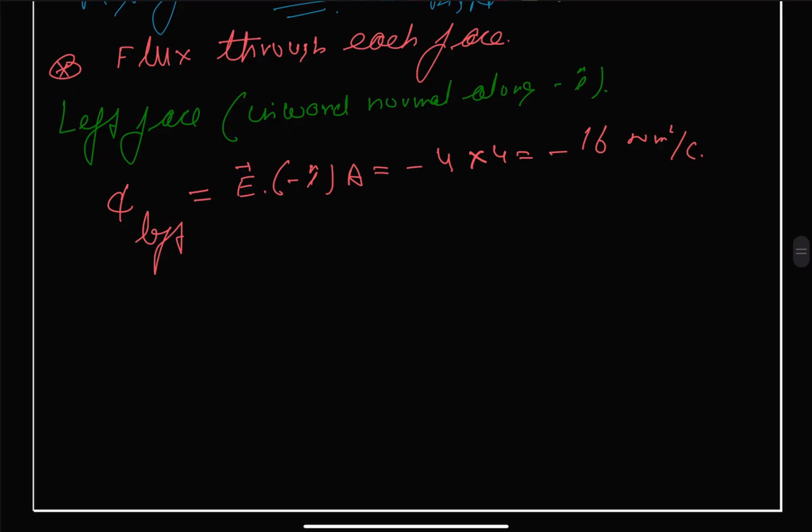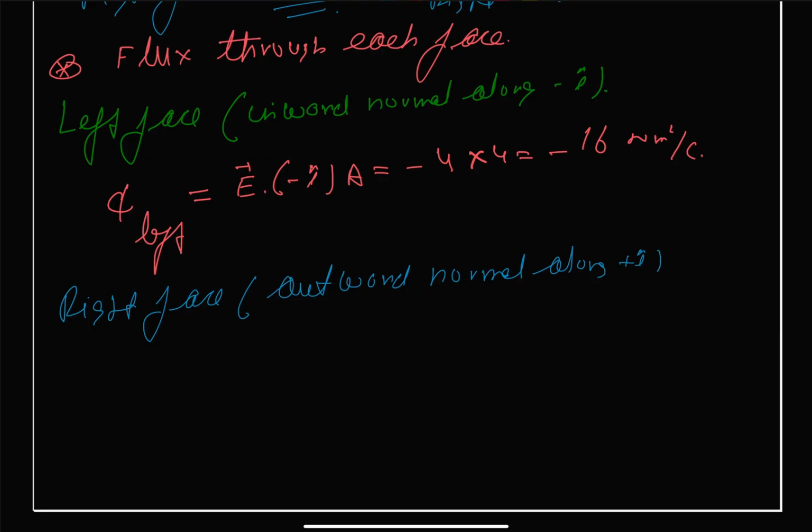Similarly, we can find out for the right face, and that is our outward normal along positive I. Outward normal along positive I vector. Therefore, we can say our flux right will be equal to our electric field dot positive I vector multiplied by A, and this comes as our 8 multiplied by 4, giving us 32 Newton meter square per coulomb.